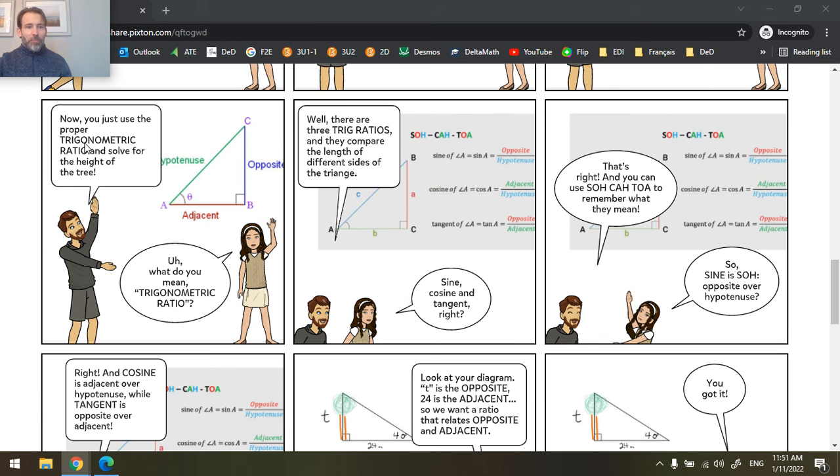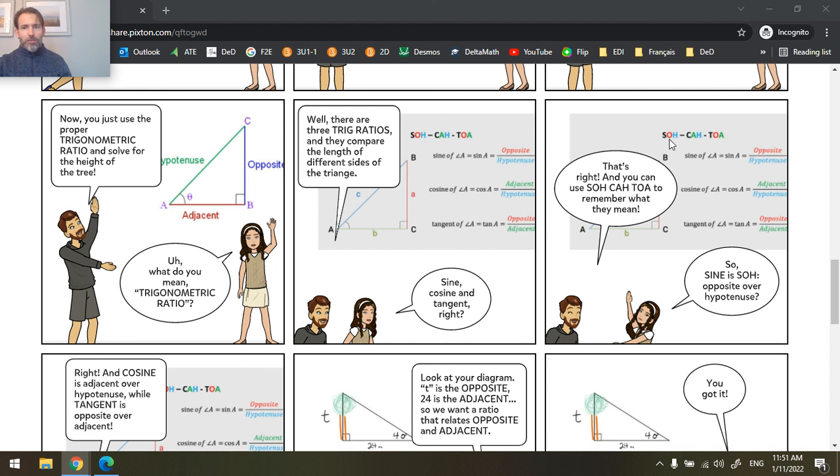Now just use the proper trigonometric ratio and solve for the height of the tree. What do you mean by trigonometric ratio? Well, there are 3 trig ratios, and they compare the lengths of different sides of the triangle. Sine, cosine, and tangent, right? That's right. And you can use SOHCAHTOA to remember what they mean.